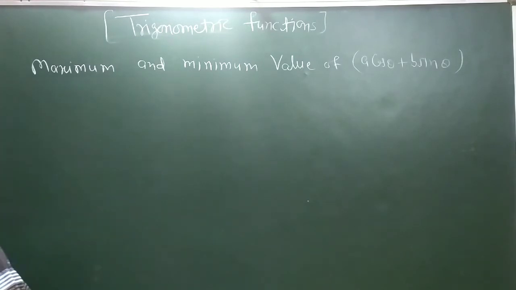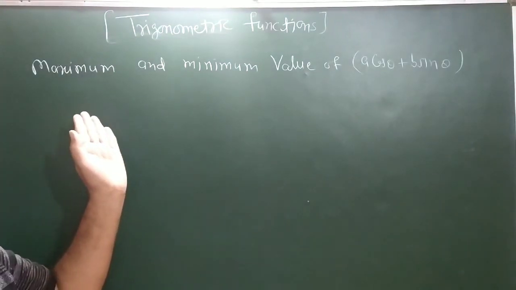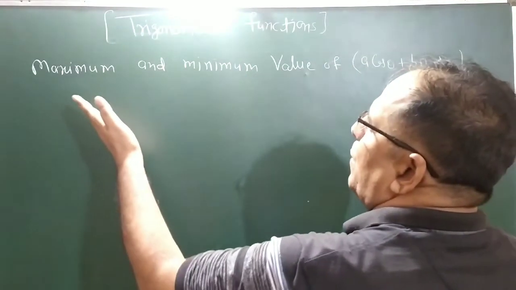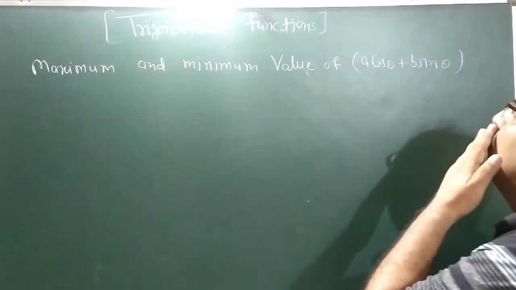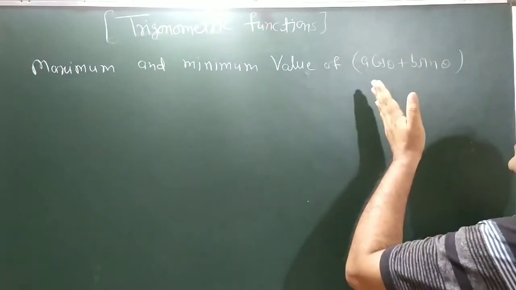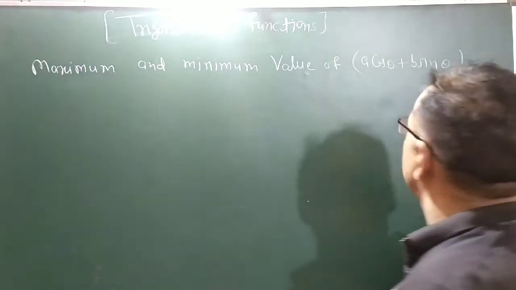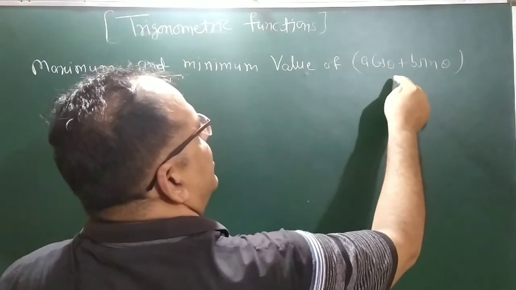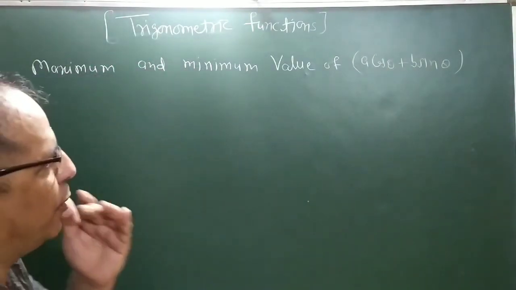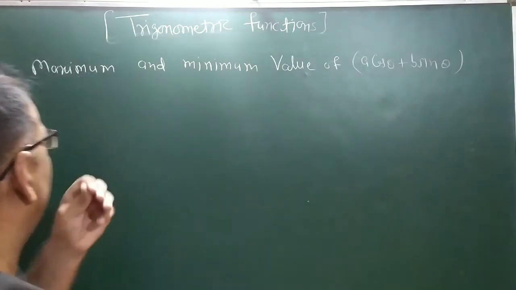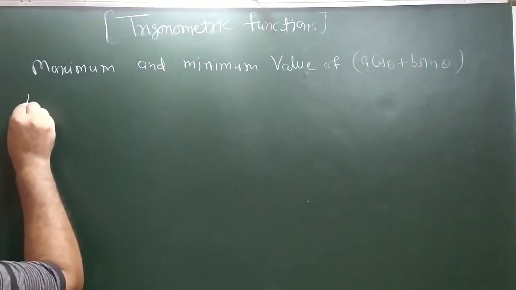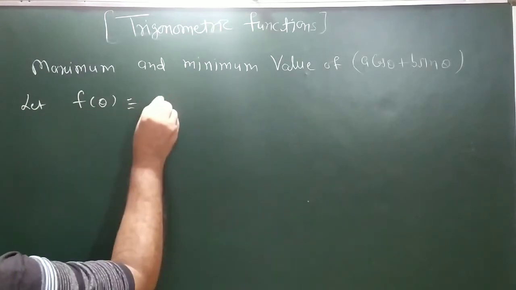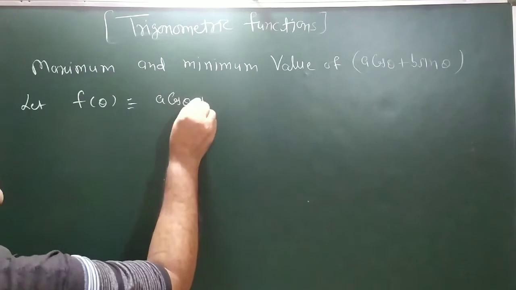Now we will discuss some important topics. We want to find the maximum and minimum value of an expression in the form of a cos theta plus b sin theta. If any trigonometric expression is given in the form of a cos theta plus b sin theta, how can we evaluate the maximum and minimum value? So here let f of theta, this is the trigonometric expression given there, a cos theta plus b sin theta.